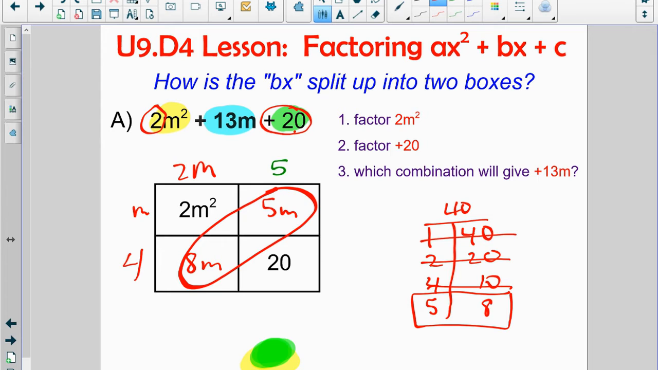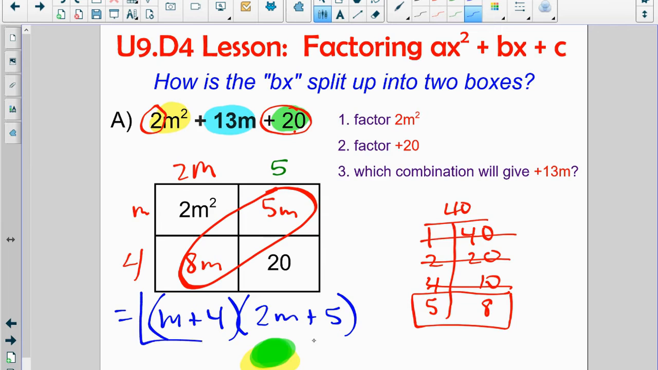And now I can see that my factors are along the side and across the top. So I had m plus 4 on the side, because I had m and 4 more. That's one of my factors. And then I had 2m plus 5 across the top. So when I factor this expression, I'll get those two binomial factors. All right, now I know this is a lot, and that one problem is not enough to see the pattern and what's happening here. So I'm going to go through several more examples.